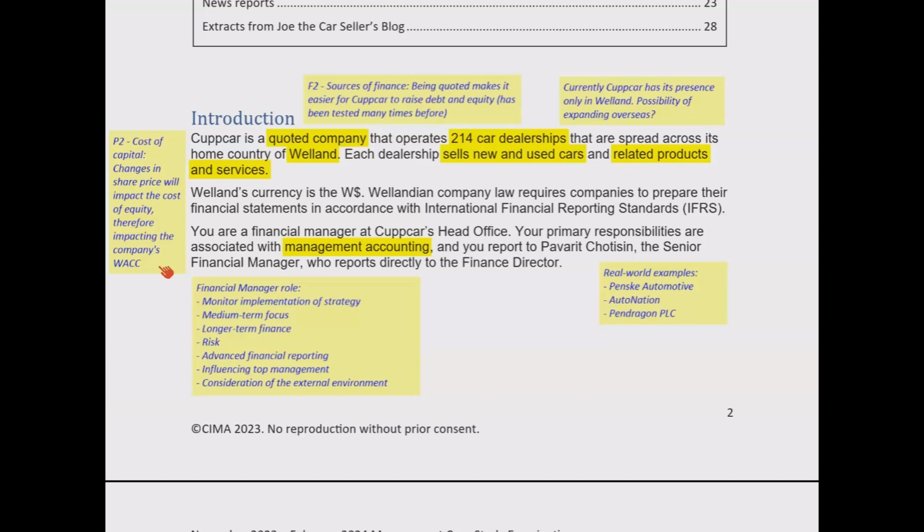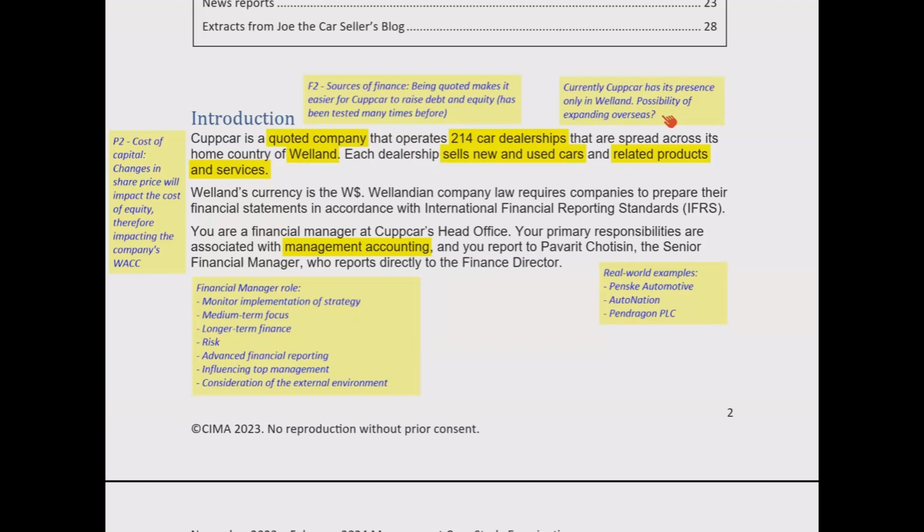And the knock-on impact of that is it affects the cost of equity, which affects the weighted average cost of capital. So we could be making sure we're happy with discussing those types of aspects to do with funding. Now, it also says that Cuppcar operates 214 car dealerships, and they are in the country of Welland. So it is based solely in Welland.